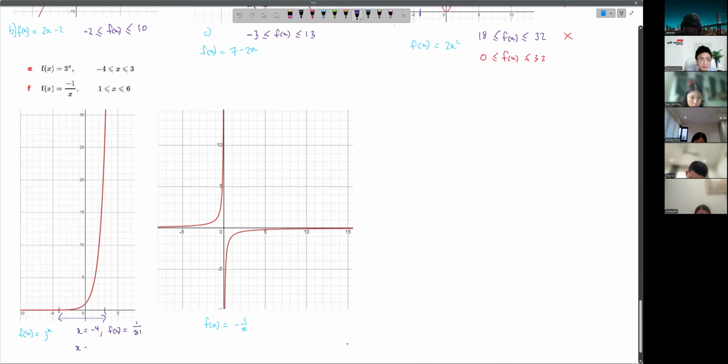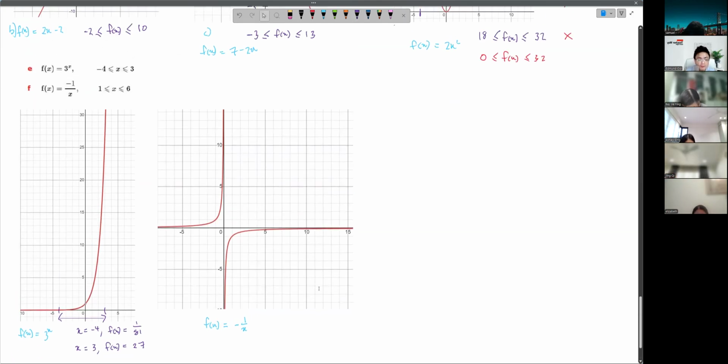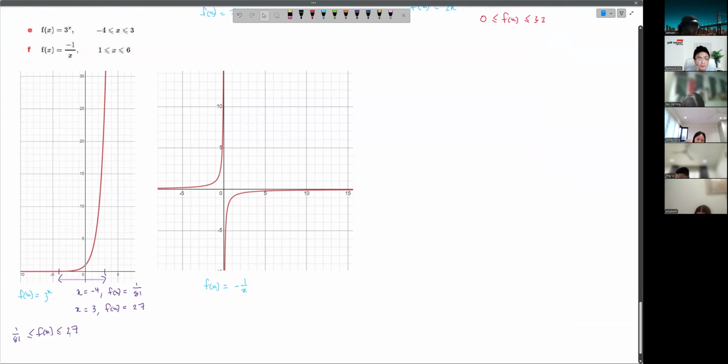And when x equals 3, fx equals 27, right? And so we can say that your fx is in a range of 1 over 81 to 27. Then this one is between 1 and 6.